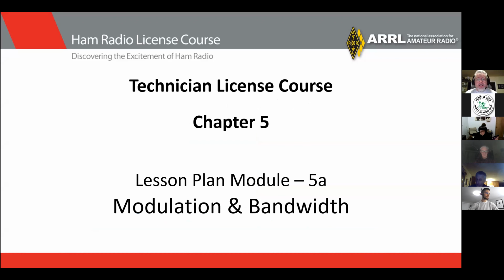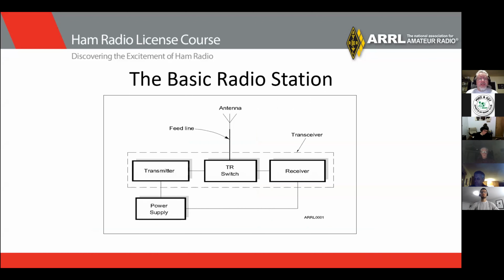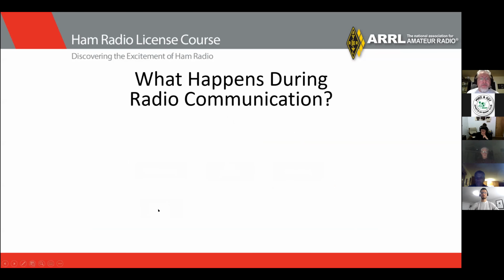Tonight we are going to talk about chapter 5, which is modulation and bandwidth. So, a review from before: we have a basic radio station with an antenna and a feed line. It goes into a transmit receive switch, and on one side is the receiver and on the other is the transmitter and a power supply.